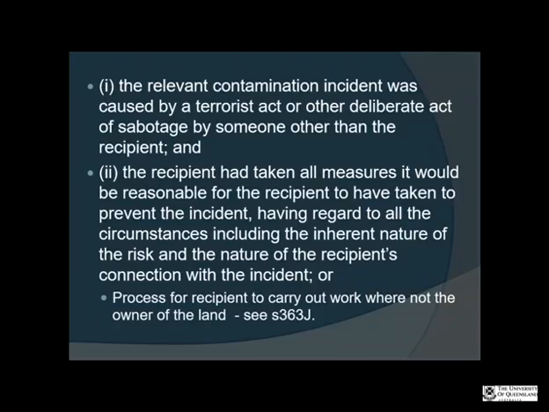And you might say, and notice when we interpret this, there's an 'and' at the end of that, and the recipient had taken all measures it would be reasonable for the recipient to have taken to prevent the incident, having regard to all the circumstances, including the inherent nature of the risk and the nature of the recipient's connection with the incident. So it's a little bit like complying with the general environmental duty. Have they taken all reasonable measures given the nature of the risk and given the nature of the incident?